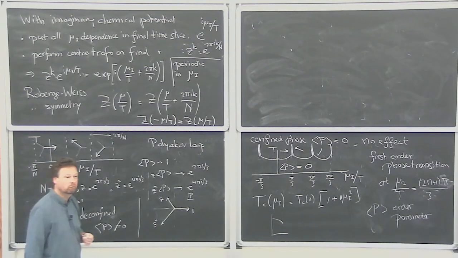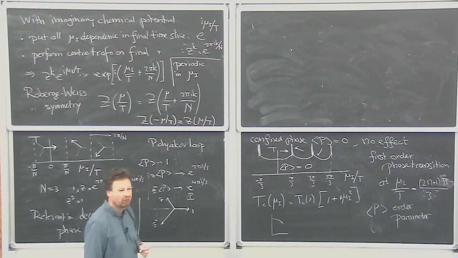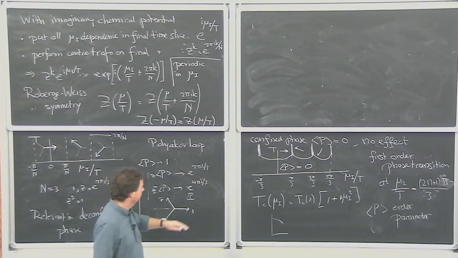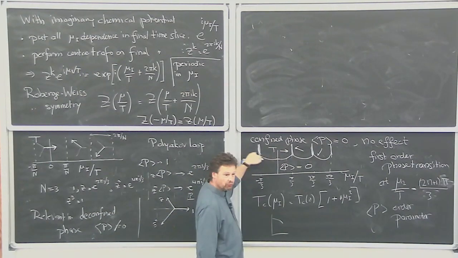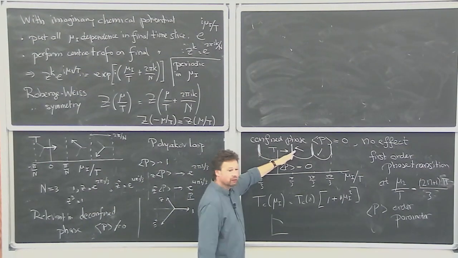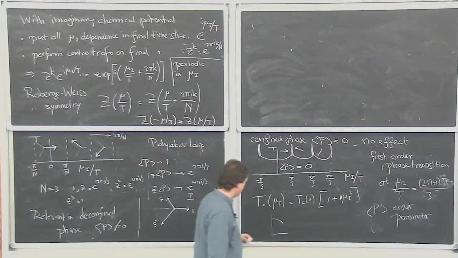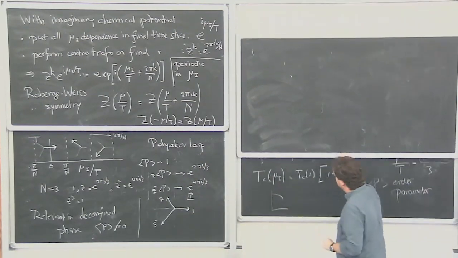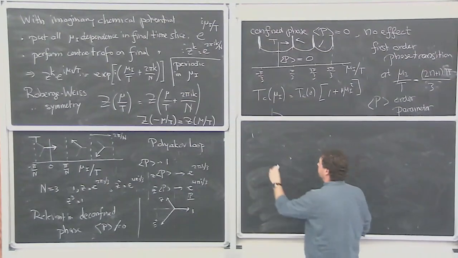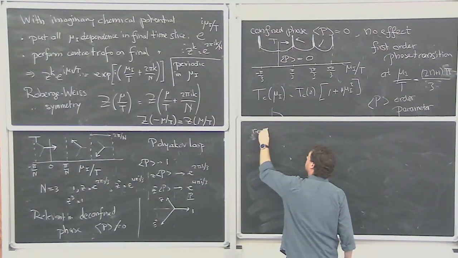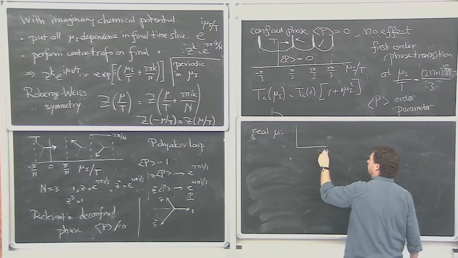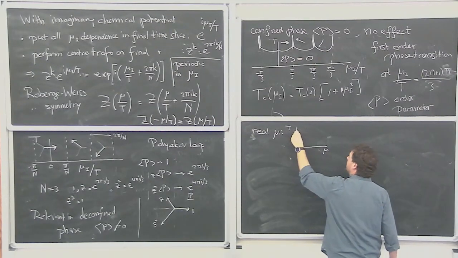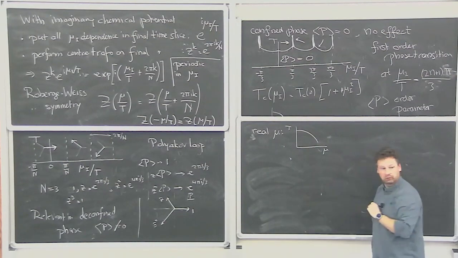Yeah. I didn't get why the frontier from the zero value of the Polyakov loop has this structure. This shape, like this one here. Yeah. Okay, that's a good question. So for real mu, we are used to the fact that the phase boundary curves like this, curves down.